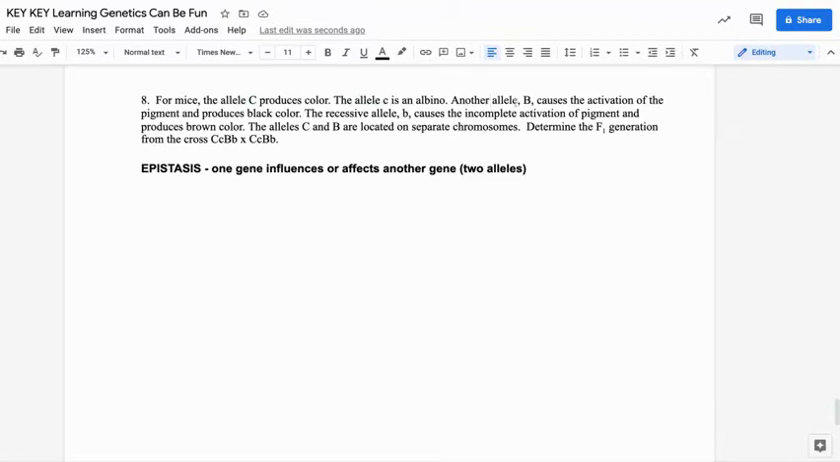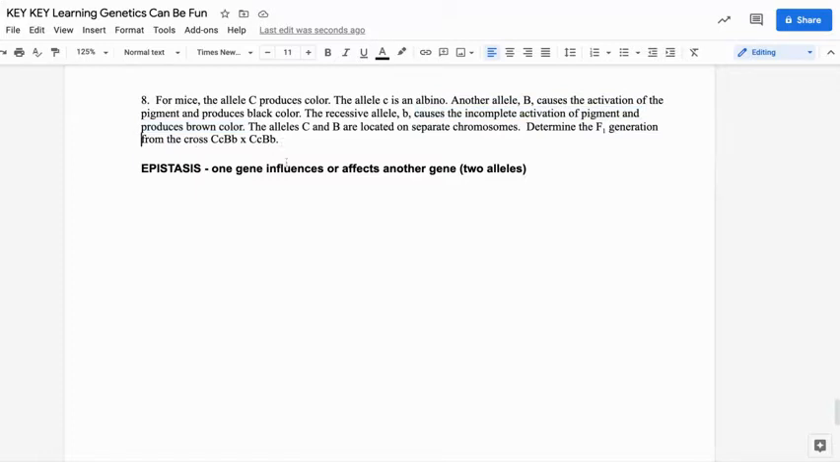Now, the other gene is this big B, little b, right? Big B causes the activation of a pigment which produces black color in the mice. That may occur depending on the presence or absence of the dominant C allele. And then, of course, you have a recessive version, little b, which causes incomplete activation of the pigment, so you get a brown color mouse. The C and B alleles are on separate chromosomes, and determine the F1 generation of a cross from this.